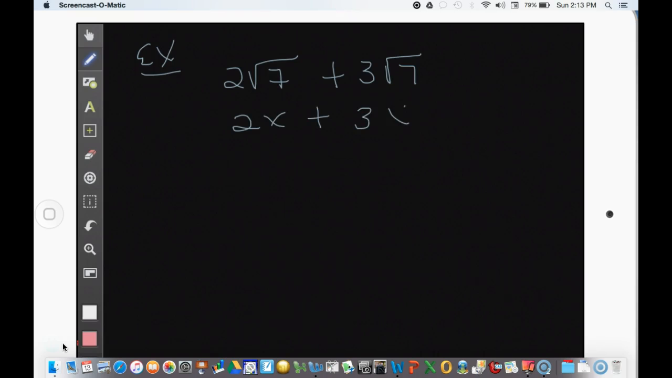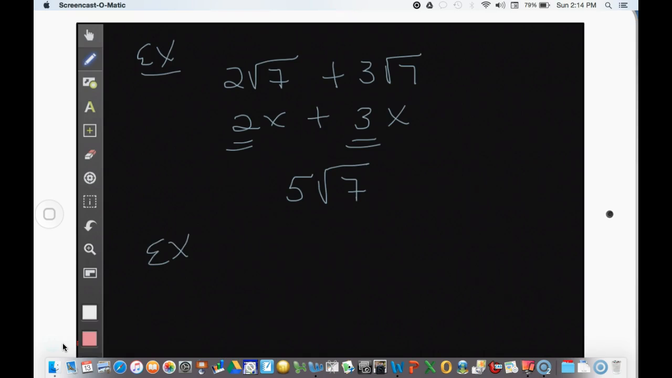Last thing I want to do is just talk about how we can add radicals. With that said, if I had 2 rad 7 plus 3 rad 7, we can think of these as like terms. It's kind of like having a 2x plus a 3x, where we just add the coefficients. So 2 rad 7 plus 3 rad 7 would just be 5 rad 7.